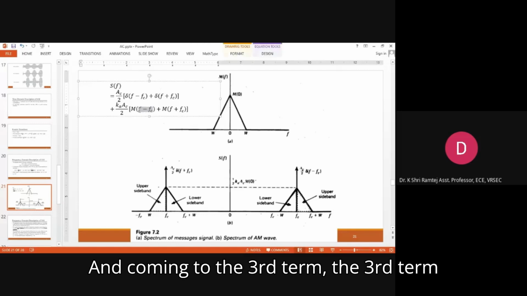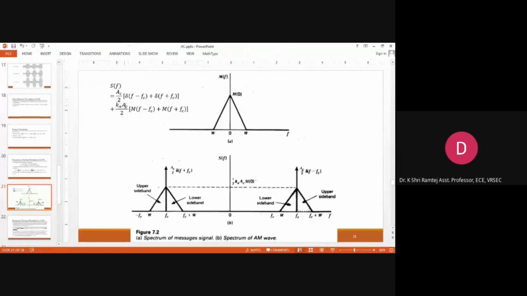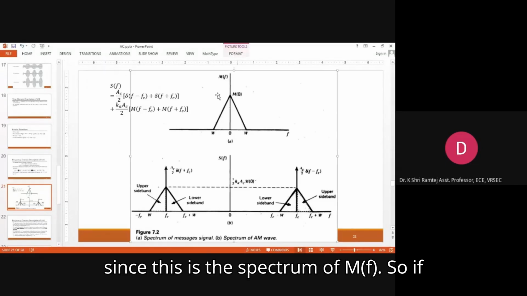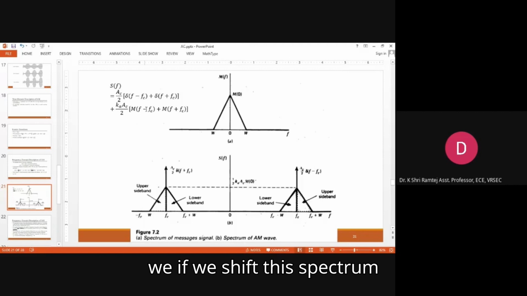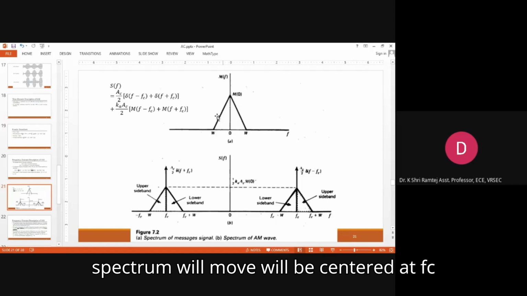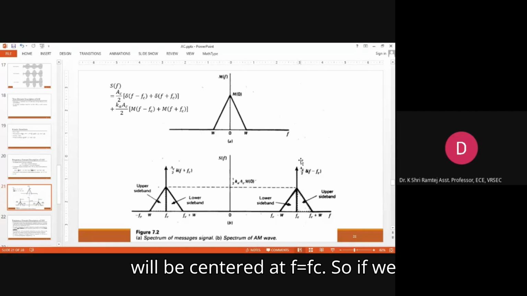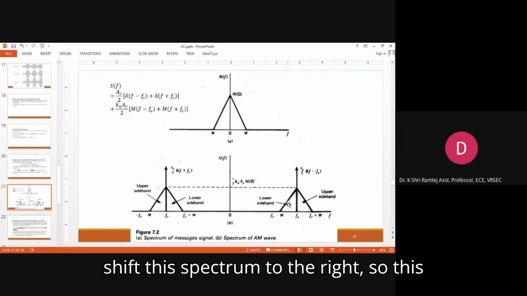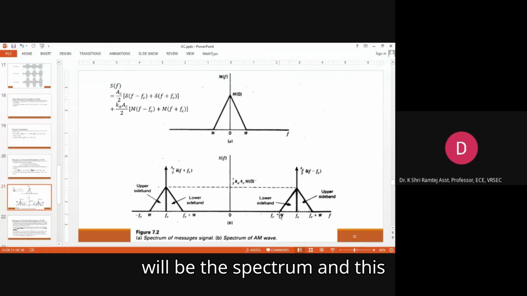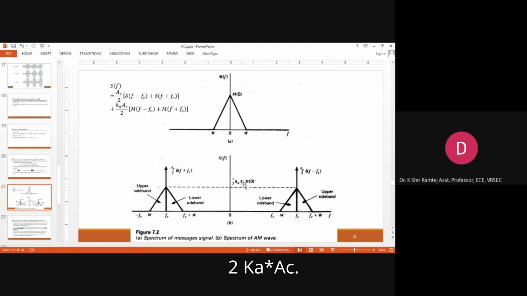And coming to the third term, the third term is Ka Ac by 2 into M of f minus fc. Since this is the spectrum of M of f, if we shift this spectrum to the frequency value fc, this spectrum will be centered at fc instead of 0. Since M of f is centered at 0, M of f minus fc will be centered at f equal to fc. So if we shift this spectrum to the right, this will be the spectrum, and this amplitude value will be 1 by 2 Ka into Ac.